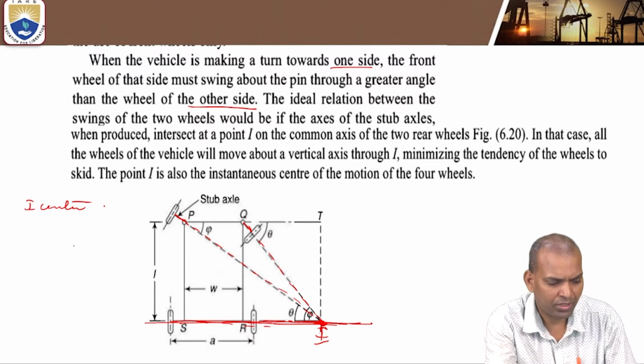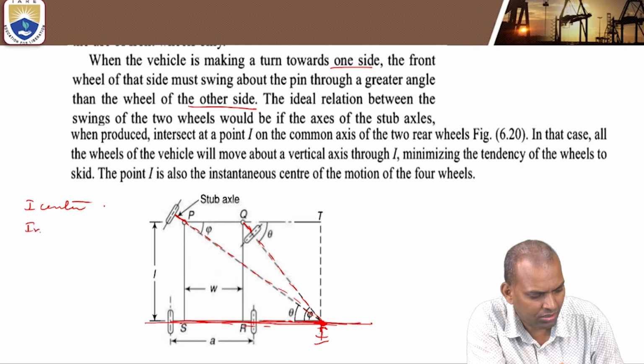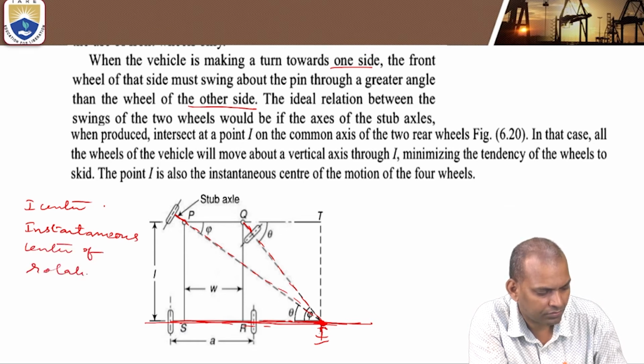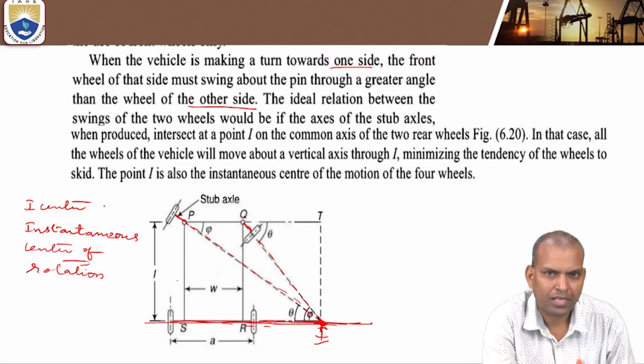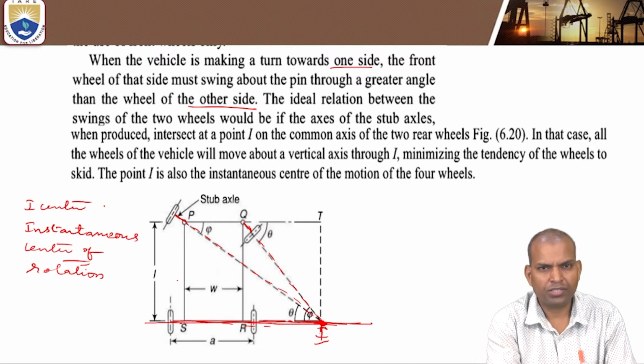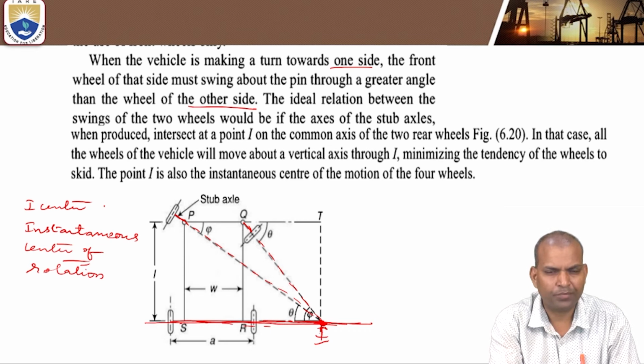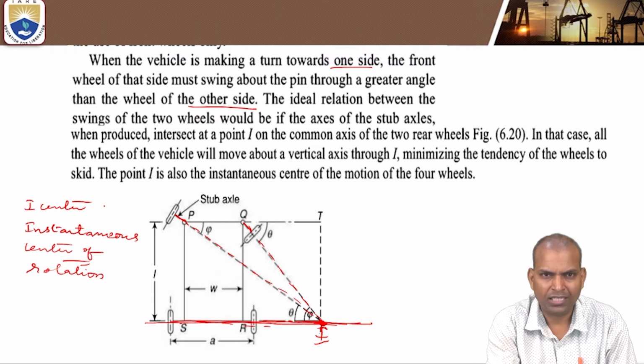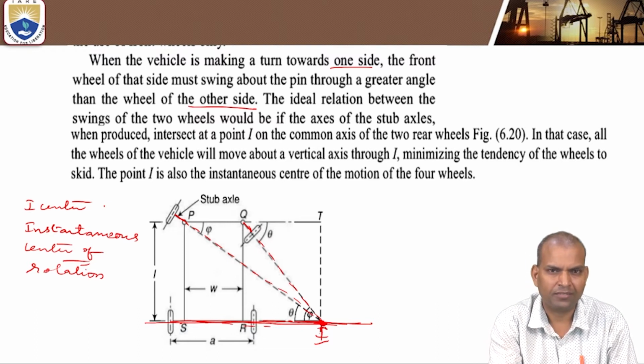So this I is known as the I center, or instantaneous center of rotation. Okay, what is the instantaneous center of rotation? What is the I center? It's a very simple example. The I center means when there is relative motion between two links, one link rotates about another link, about a center. That center is known as the I center.